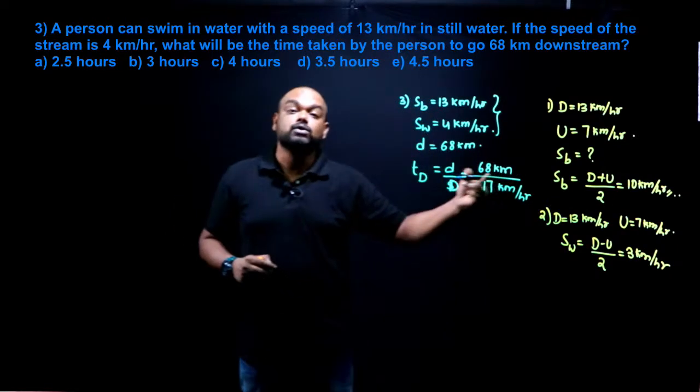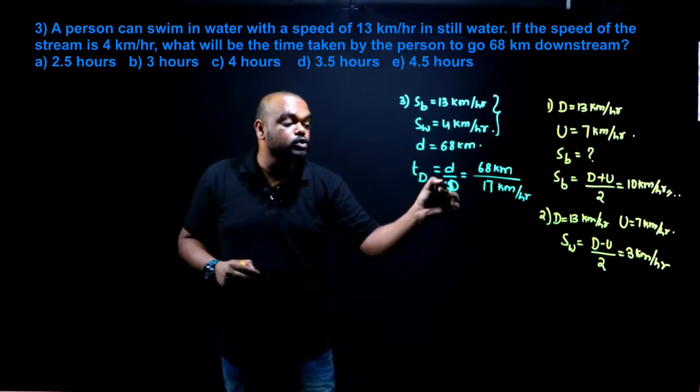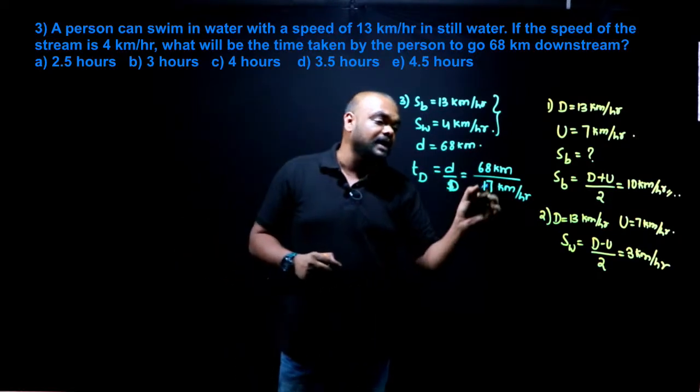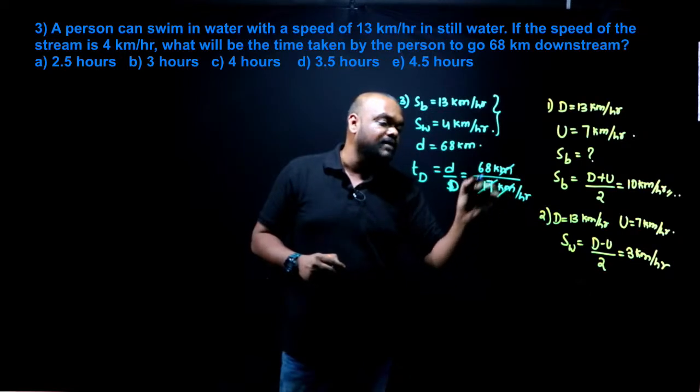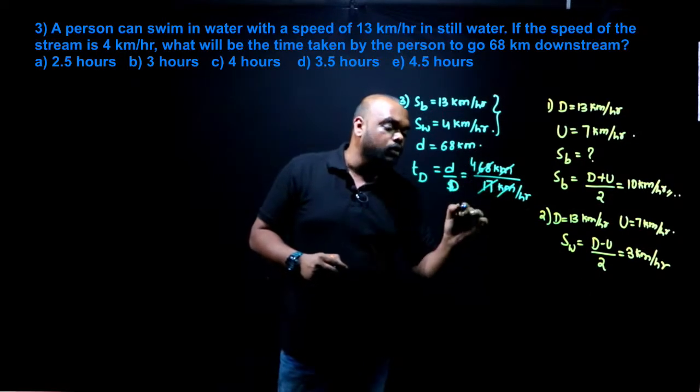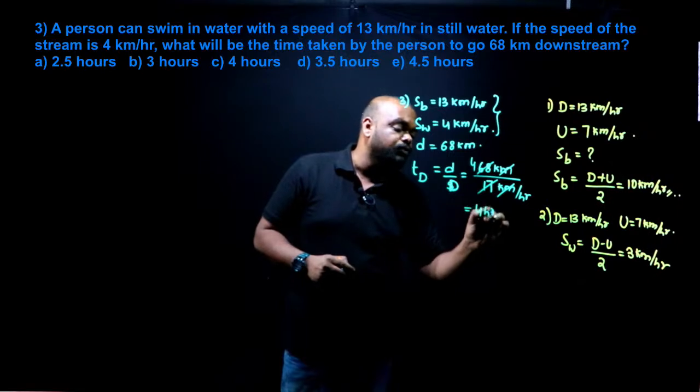Since we are going downstream, the speed that must be used in the problem is the downstream speed, 17 km per hour. 17 into 1, 17 into 4. The 4 goes to the numerator. My answer is 4 hours.